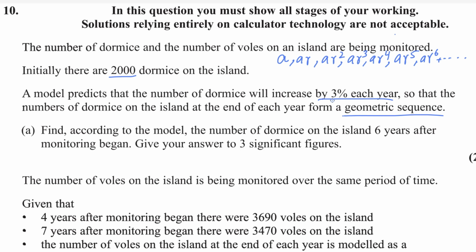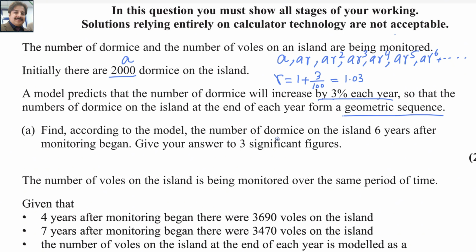Here R is found because every year it is increased by 3%, so you could find R by adding 3% to 1. If there is a decrease, you will subtract that percentage from 1 to get R. So it will be 3 over 100. You can add like that, 1 plus 3 over 100. It gives you the answer 1.03. And we found R. R is 1.03. Got it? And this is the initial value, the first term.